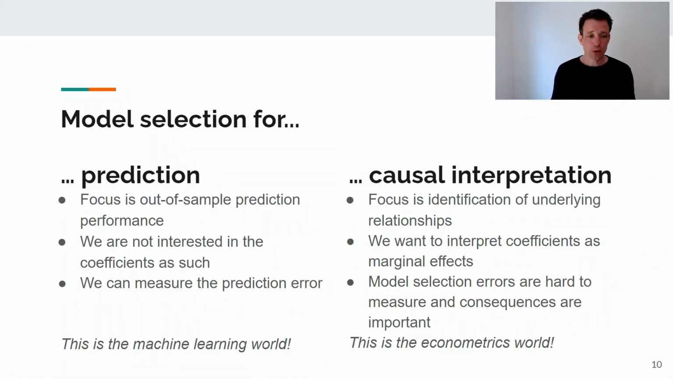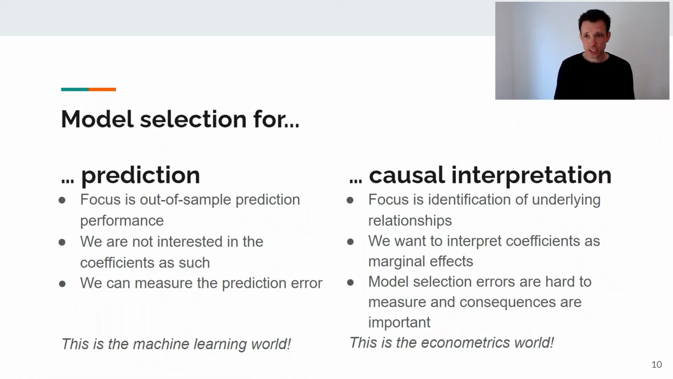The second important thing is that in a prediction context, you're not interested in interpreting the coefficients as such. You don't care what the coefficient values are, you're not looking at the coefficients, you only take the model to do a prediction. While in a causal interpretation context, all that is of interest to you are the coefficients. You want to interpret the coefficients as a marginal effect. That is your main result. And that's really important to keep in mind.